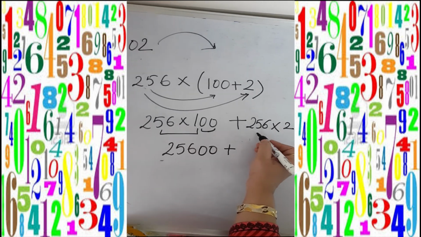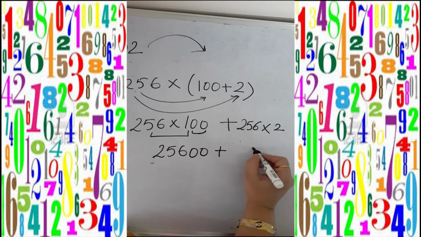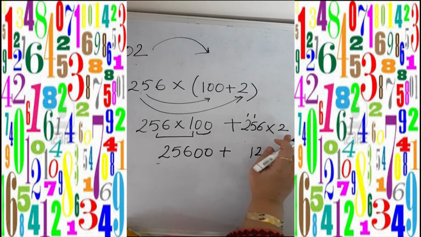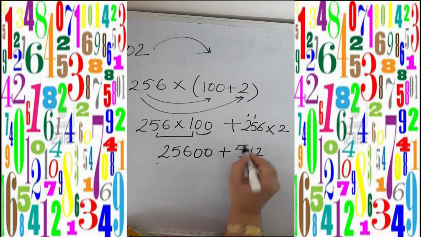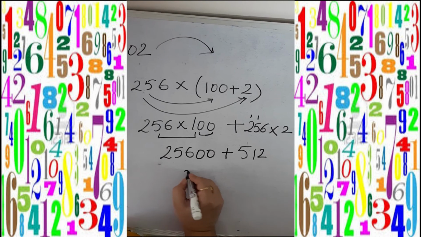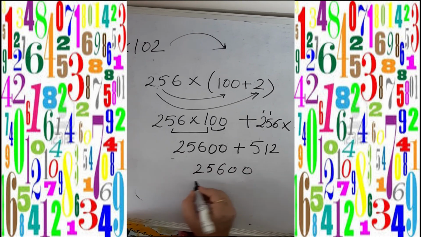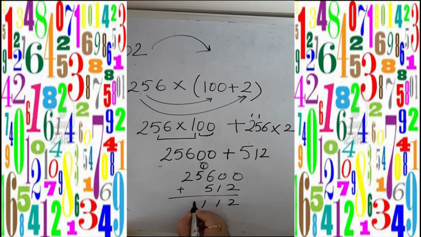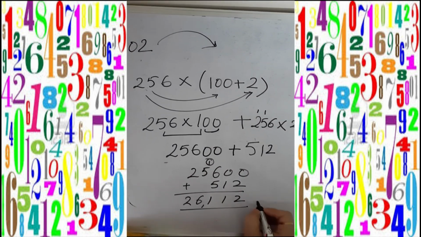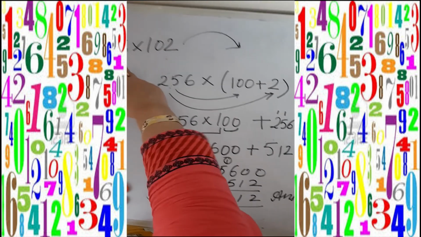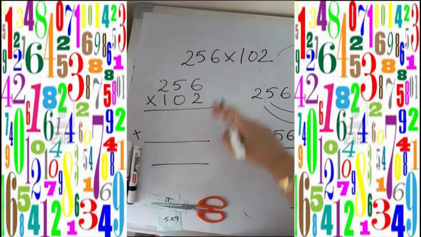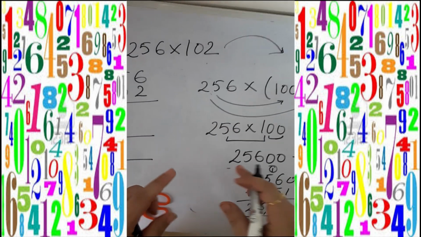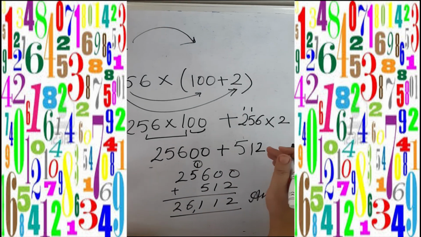I think you can do this multiplication directly. 2 6s are 12, 2 5s are 10 plus 1, 11, 2 2s are 4 plus 1. It would be 512. Just make the sum of both and you will get the product of both the numbers. So it would be 26,112. When you do the product in the bigger, lengthy manner, you will get the same answer. But in distributive property, you can do it very easily.